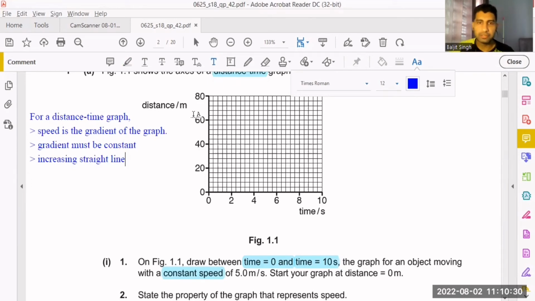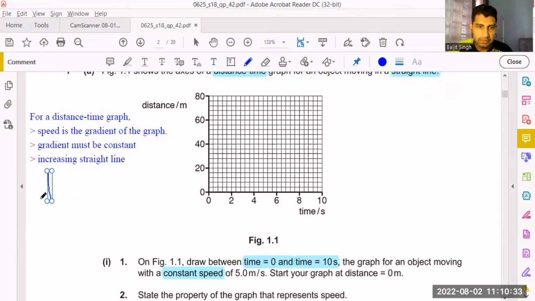In general, we can sketch the graph. It is distance versus time, so it is supposed to be a straight line graph like this. Because it starts from 0, you can start the graph from 0. For a constant speed of 5, the gradient of the graph must be 5. So you know the initial point is 0, 0, and you have to find another point which gives a gradient of 5.